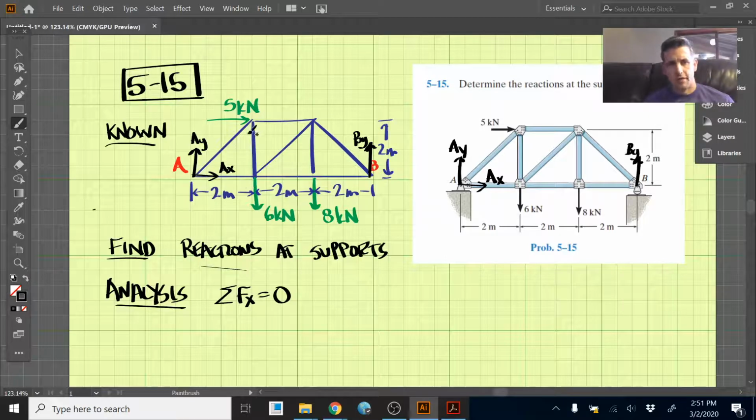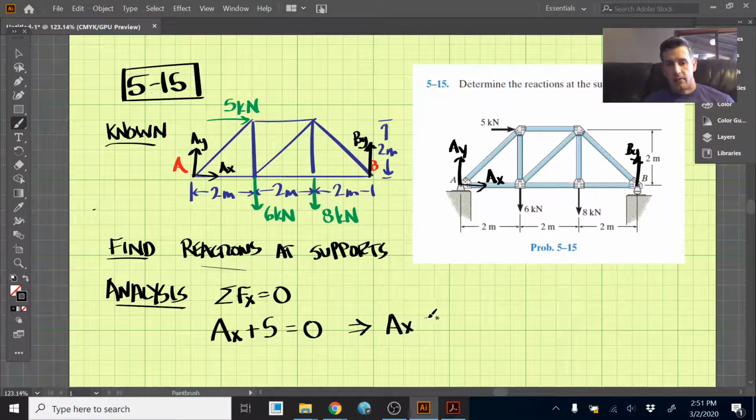So what do we have in the x direction? We have AX pointed in the positive x direction. And we have 5 kilonewtons up here on the top pointed in the positive x direction. So we have AX plus 5 equals 0. That's a simple one. So we have AX is equal to negative 5 kilonewtons. So that's one part of the answer here.